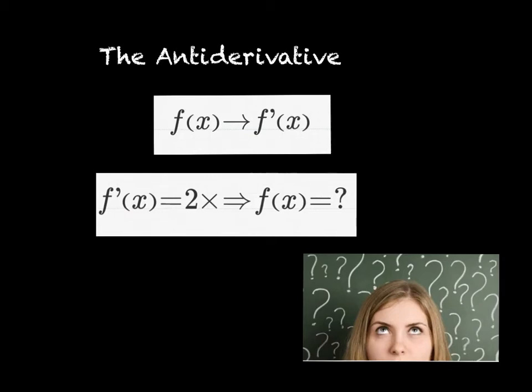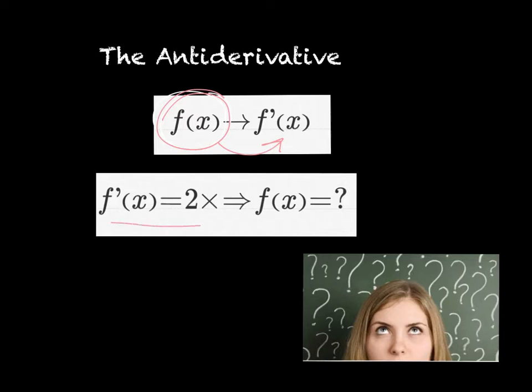In previous courses, we have studied how to find the derivative of a function. Now we have to find the antiderivative. And the antiderivative is the inverse operation to the derivative. So, let's say we have a function f of x. Usually we find the derivative of that function, which is f prime of x.